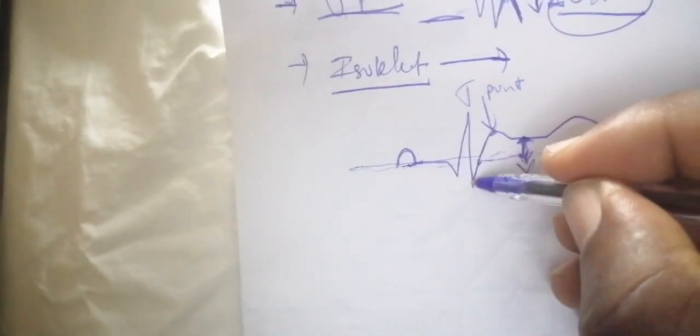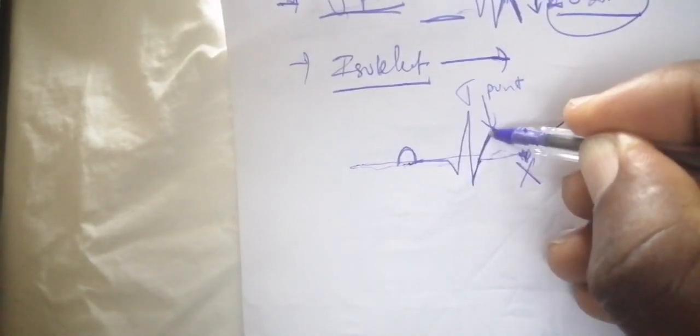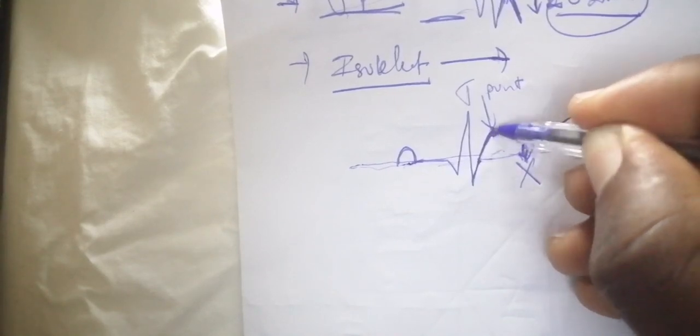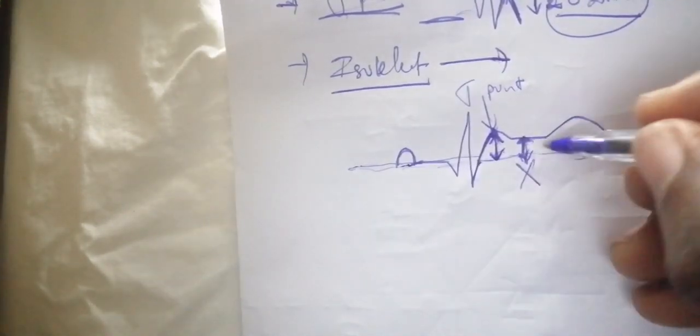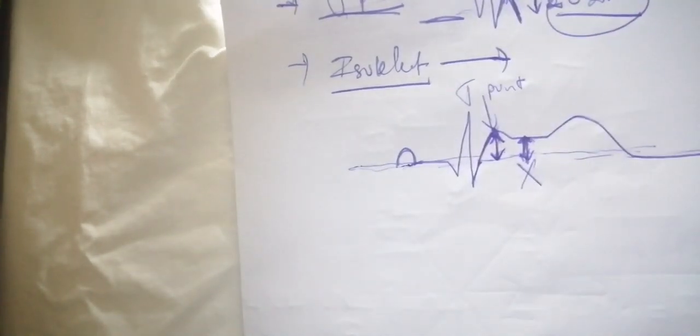The G point is from here to here. Is it clear? This is the G point here. So it is this distance here that you take to be the ST segment elevation and not this distance down here. Is it clear? And now if that distance is greater than 0.2 millimeters, it means that there is a significant ST segment elevation. Are you understanding?